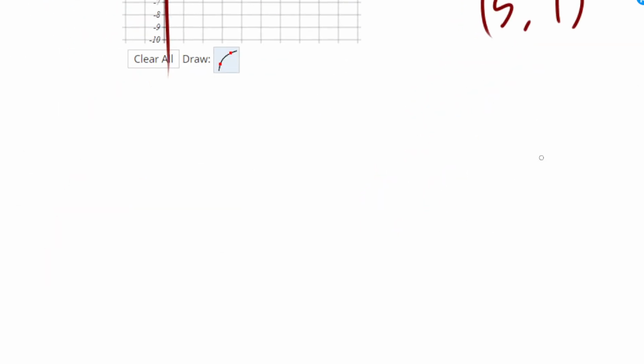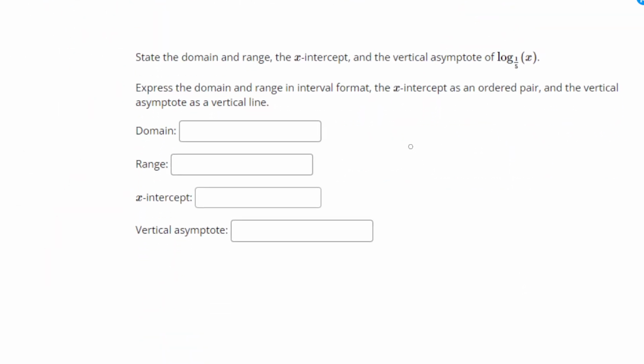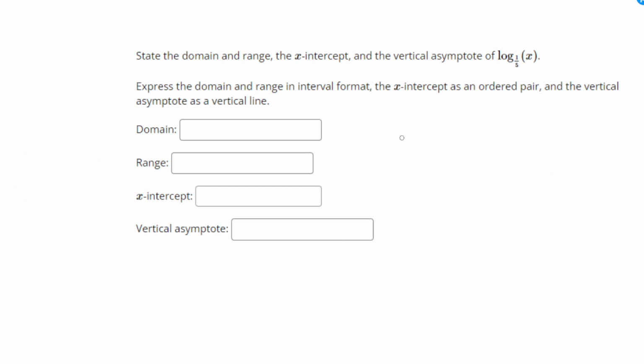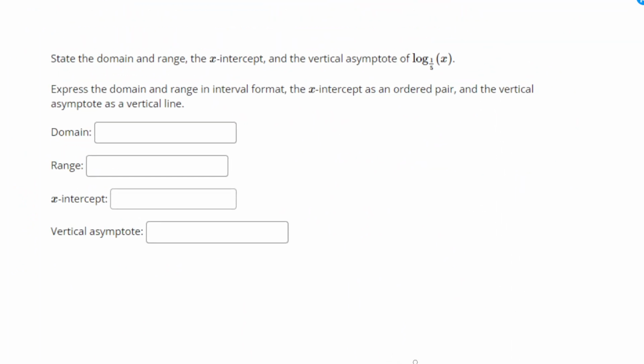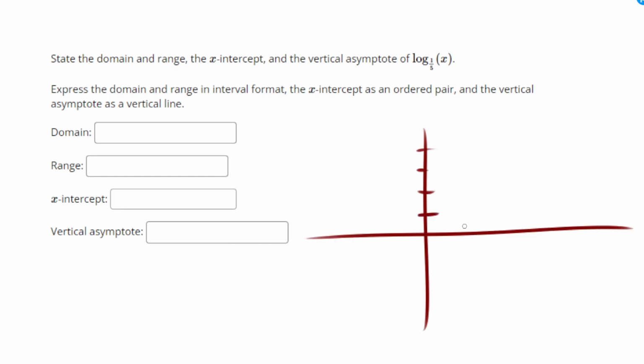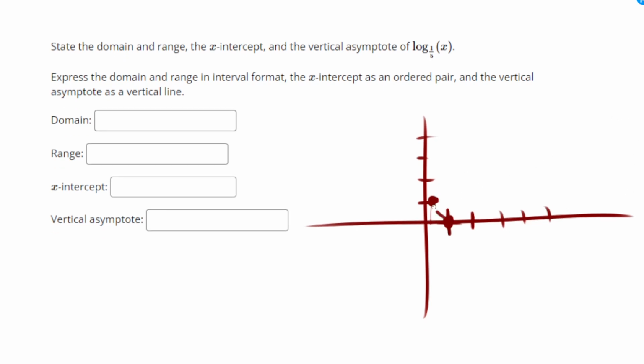Now, state the domain and range, the x-intercept, and the vertical asymptote of log base 1/5 of x. Express the domain and range in interval format. The x-intercept is an ordered pair, and the vertical asymptote is a vertical line. Now, let's just kind of graph this real quick. We have 1/5 to the x. We know that we always start at (0, 1), and then we go to our base, 1/5, and then 1. So (1/5, 1), and our graph is going to look like this.